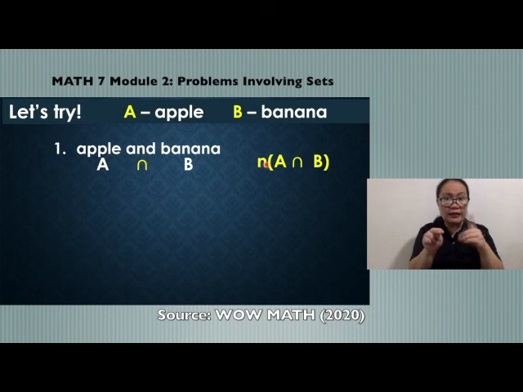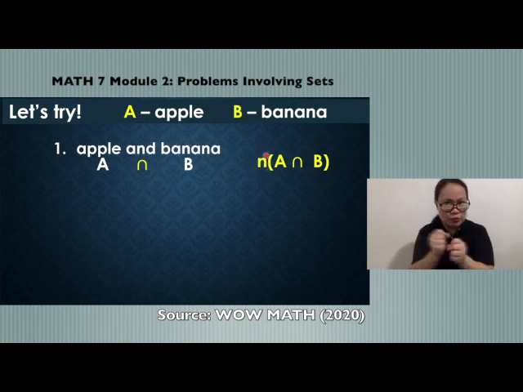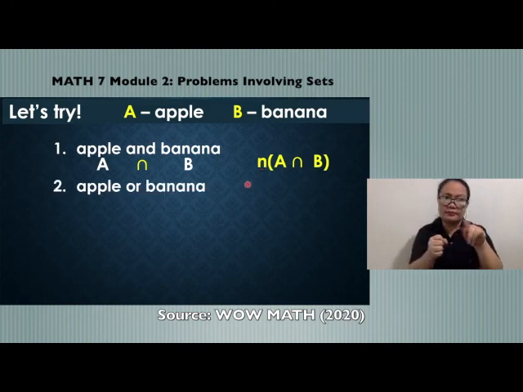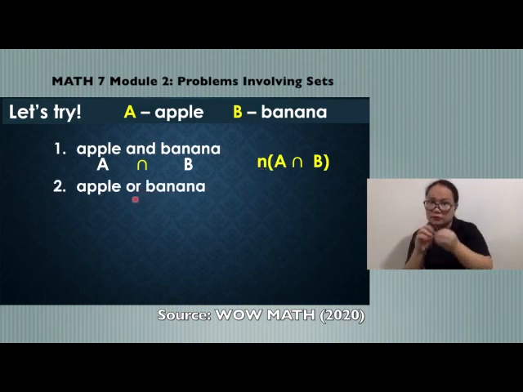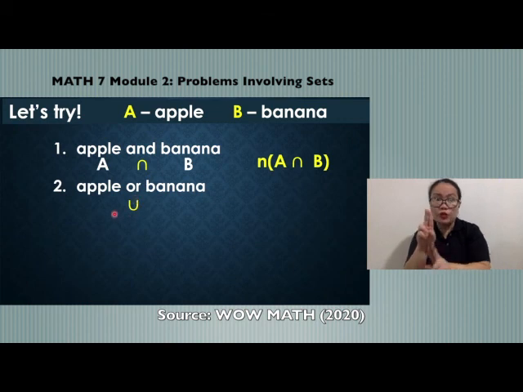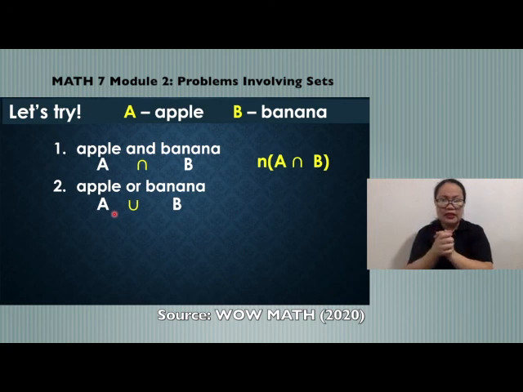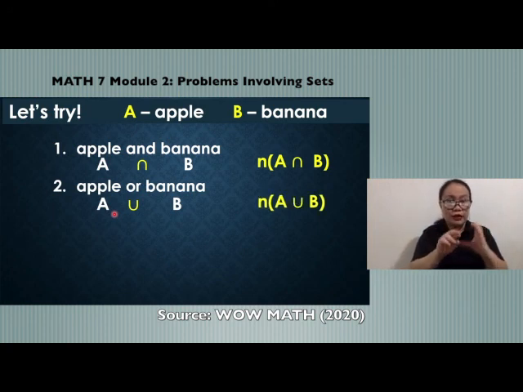Ulitin ko ha, pagdating sa problem solving, since ang tinatanong na natin ay cardinality o bilang ng elements, ibig sabihin, we will use this symbol. So, apple and banana, this is our set notation, and then we will use small letter n. Okay? And then apple or banana, so or is union. And then apple and banana, so therefore our set notation in problem solving will be A union B, or the cardinality of A union B.